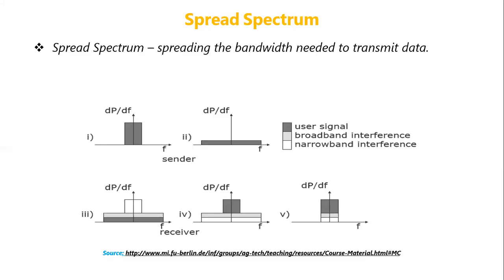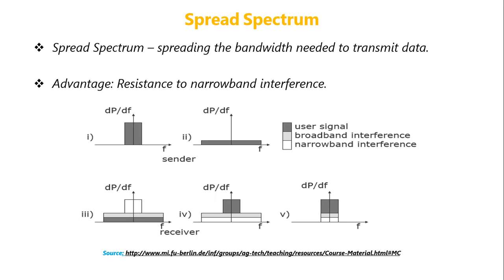Welcome. So the topic we'll be discussing in this lecture is spread spectrum. Spread spectrum is a concept of spreading the bandwidth needed to transmit data. The bandwidth of the signal will be spread. So why do we do this? We do this basically to reduce the impact of narrowband interference. Let us try to understand how this concept works with an example.